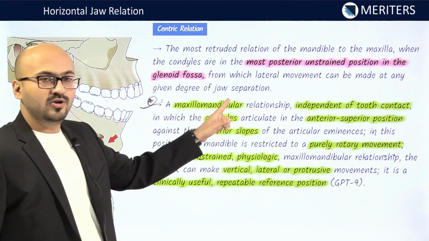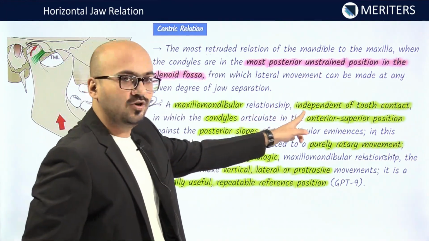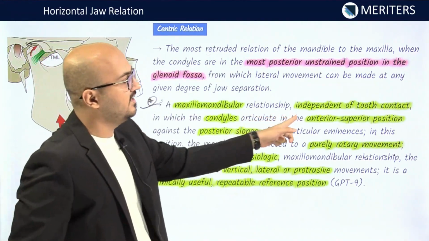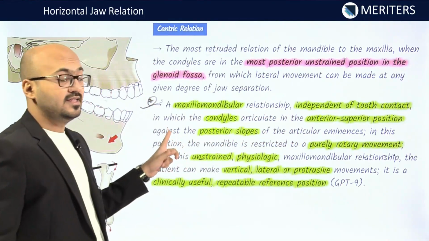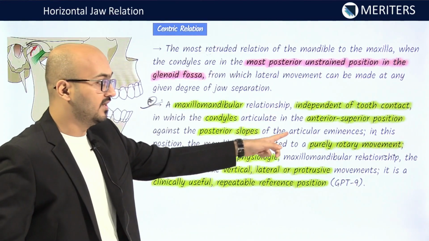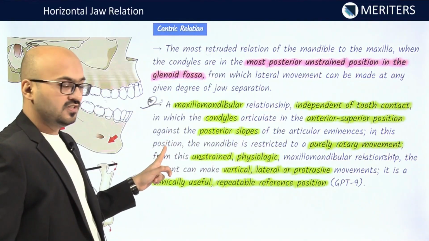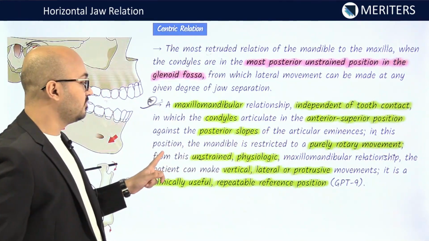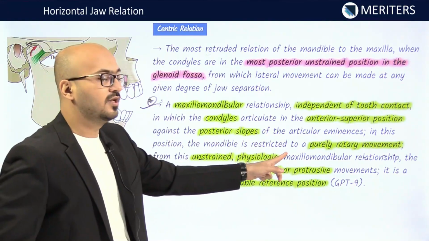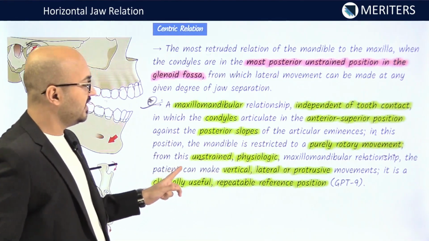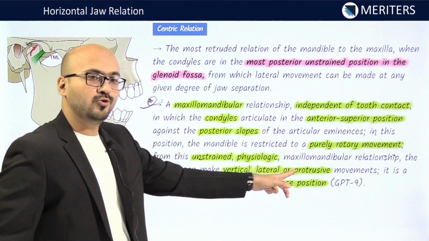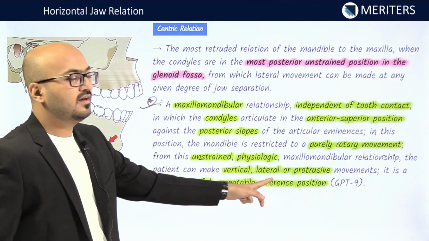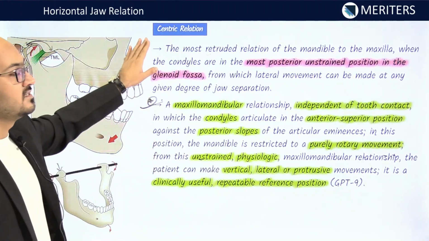It is a maxillomandibular relationship independent of tooth contact, in which the condyles articulate in the anterior superior position against the posterior slopes of the articular eminence. In this position, the mandible is restricted to a purely rotary movement. From this unstrained physiologic maxillomandibular relationship, the patient can make vertical, lateral or protrusive movements. It is a clinically useful, repeatable reference position. So that is centric relation.